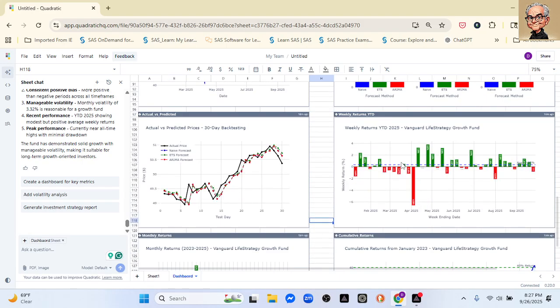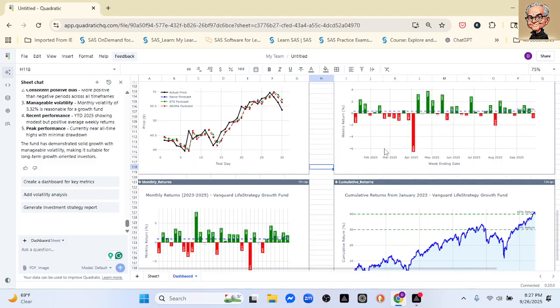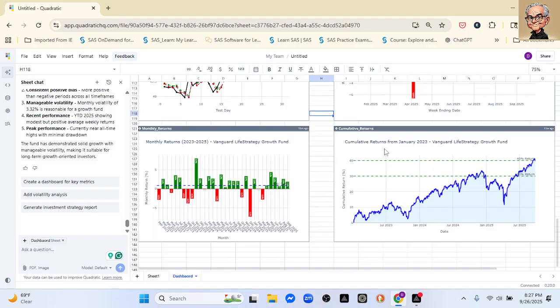Weekly returns for the year, again, more positive weekly returns than negative returns, right? And finally, cumulative returns, and there you have it, your very quick analysis for the Vanguard LifeStrategy Growth Fund using quadratic AI analysis. We did basic plots, we did forecasts, and now we finished up with some returns.